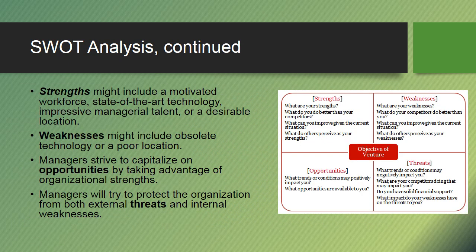Strengths might include a motivated workforce, state-of-the-art technology, impressive managerial talent, or a desirable location. Weaknesses might include obsolete technology or a poor location. Managers strive to capitalize on opportunities by taking advantage of organizational strengths. Managers will try to protect the organization from both external threats and internal weaknesses. So over here on the right, you'll see the questions that should be asked when you are doing a SWOT analysis.